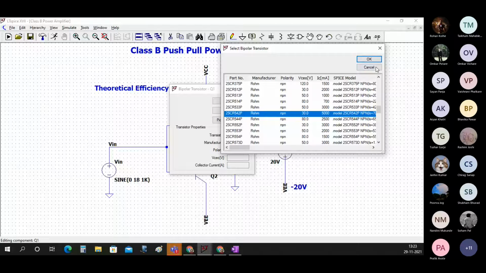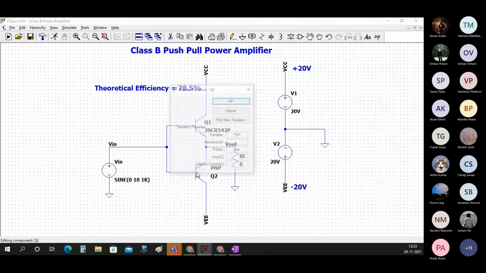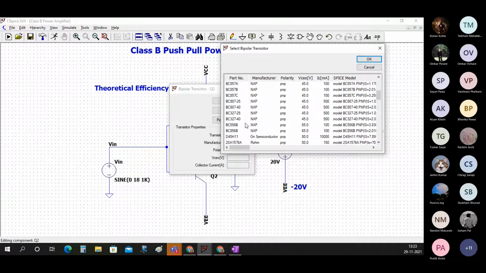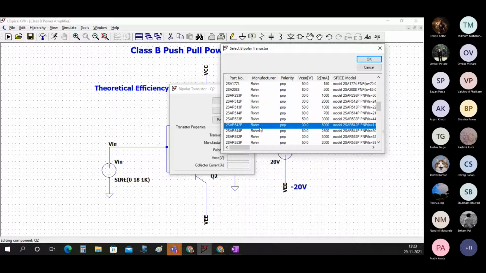So I'm selecting this, say OK. And for a PNP, again I'll pick up a new transistor, but SCR was the series for NPN. Now SAR is the series for PNP. So you can take SAR542P. Now you can see this is the SAR series, this is a PNP transistor with the same specs.